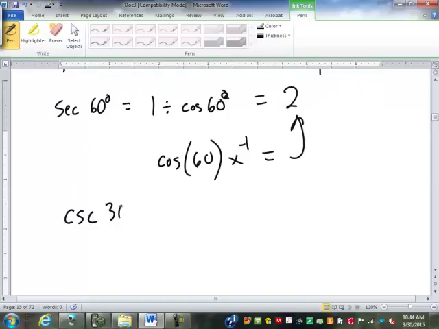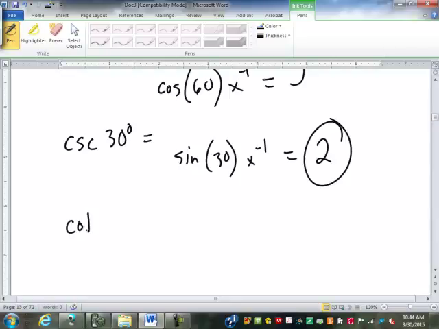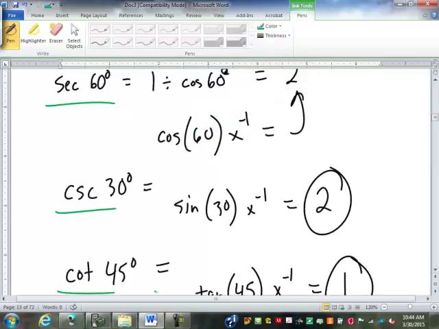So how about the cosecant of 30 degrees? Well, it goes off of the sine, right? So type in sine 30, close parentheses, hit the x negative 1, you get 2. And how about the cotangent of 45 degrees? Cotangent goes off a tangent, so it's tangent 45, hit the x negative 1, you get 1. Everybody okay with finding secant, cosecant, and cotangent? Any major questions?